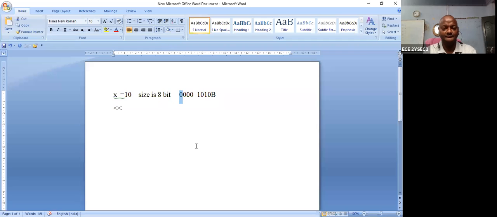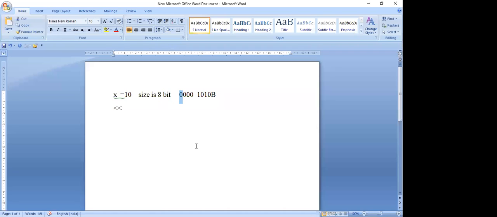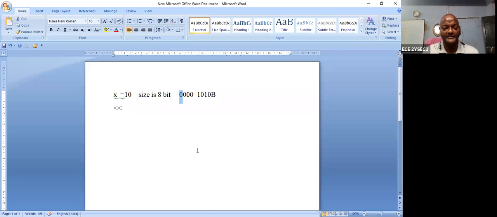Please respond. So what is the MSB value? 0. Is it positive or negative? Positive. Very good. Left shift stands for, suppose here what happens, this one comes to this position. This 0 comes to this position. This 1 comes to this position. 0 comes to this position. Then a 0 should be appended.